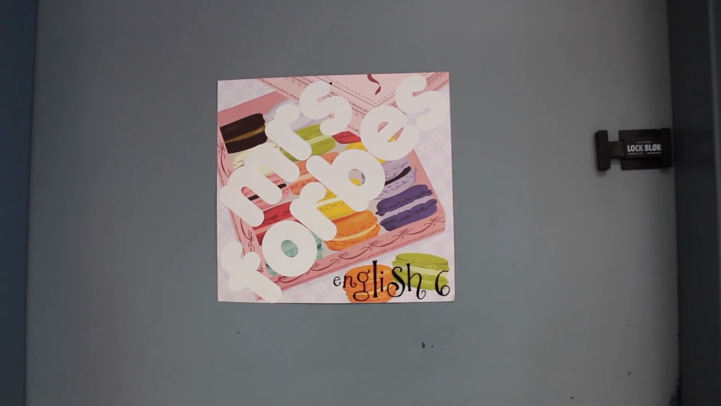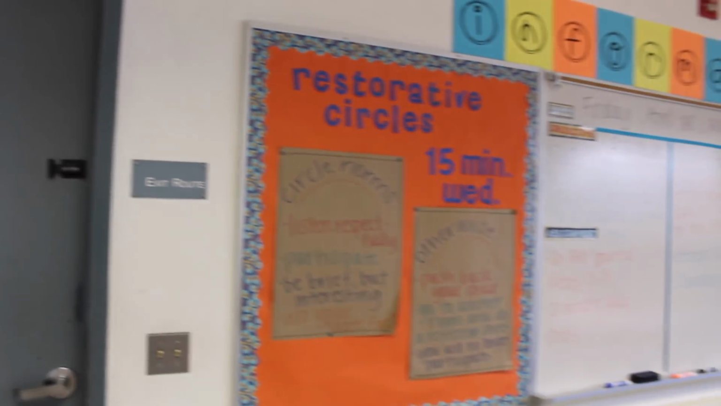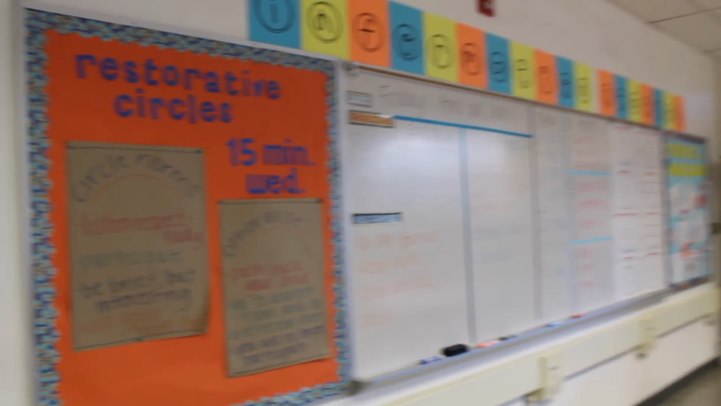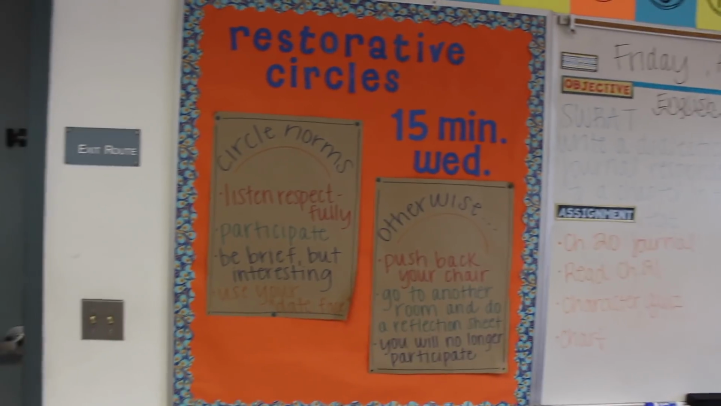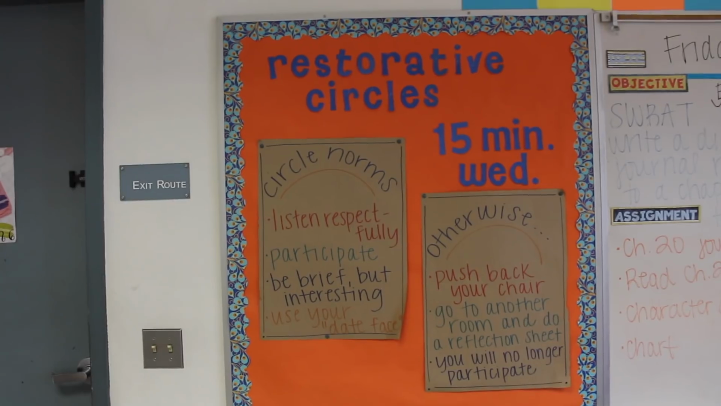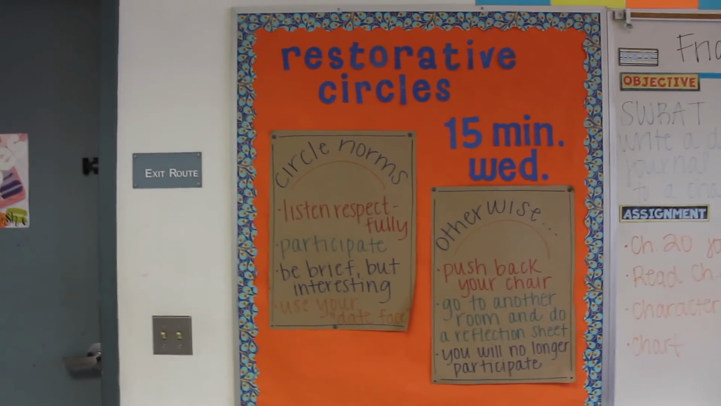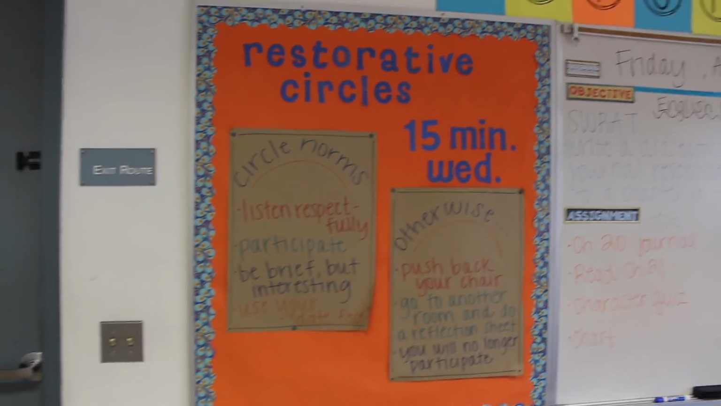Okay, we'll start right here at my door. That's me, Mrs. Forbes. And if we move this way, I have a whiteboard and some bulletin boards. This is my Restorative Circles bulletin board. We do them on Wednesdays for 15 minutes every week, and it's a really cool way to get to know your students and to help build community. I have a video up on my channel about those.